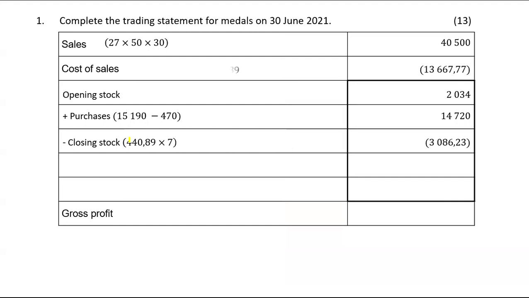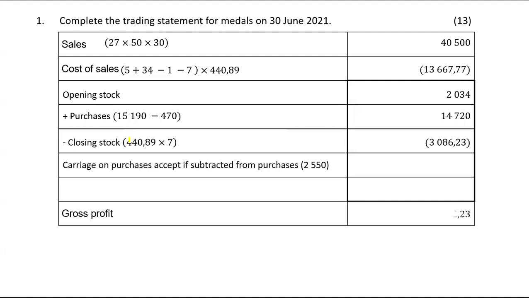13,667,77. To calculate gross profit, you will take 40,500 and then subtract that 13,667,77. All right, because there were no purchases returns, we'll simply read it out. Okay. That is our gross profit, which will be 26,832,23.